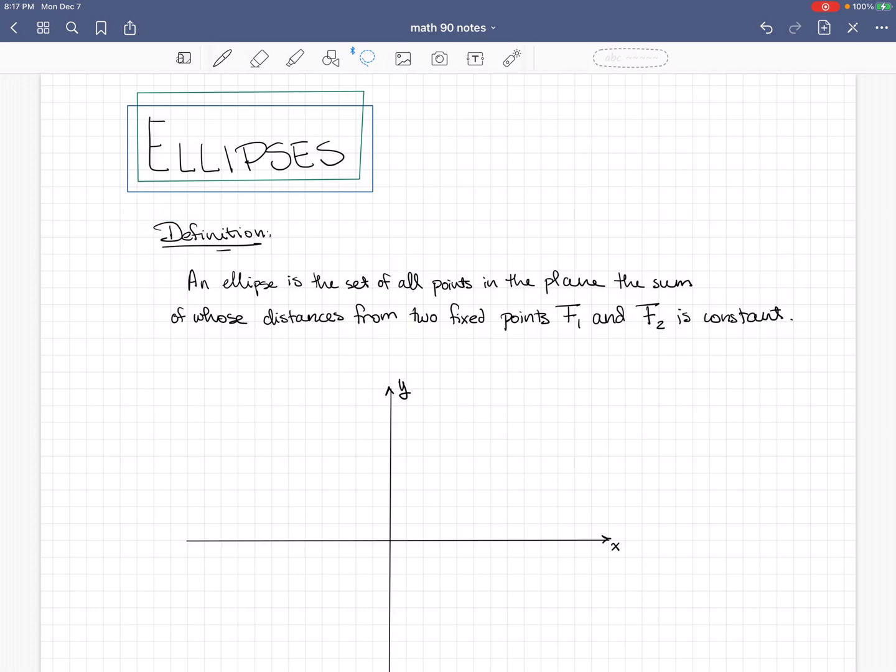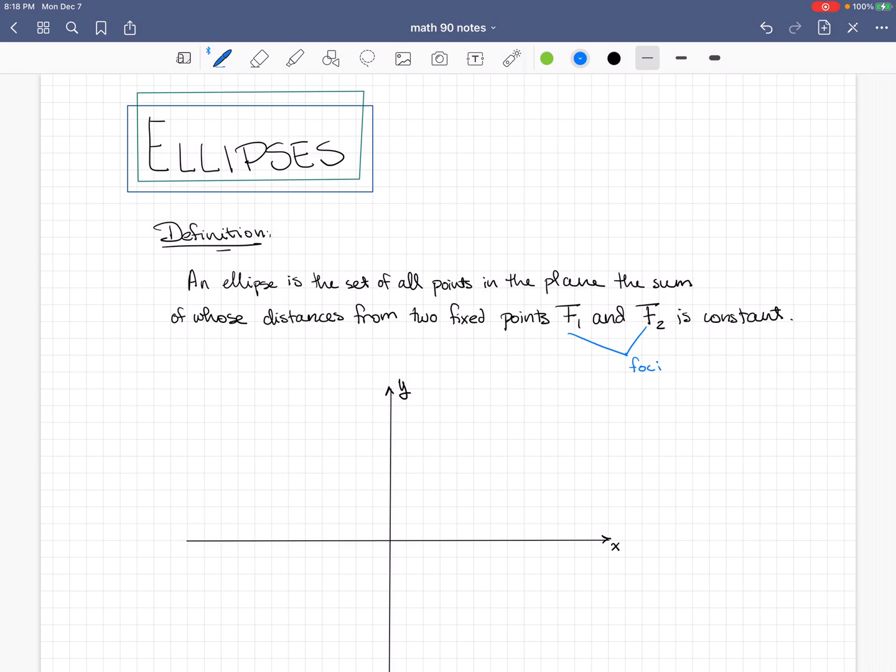I pre-wrote it so that I could just paste it in. An ellipse is the set of all points in the plane, the sum of whose distances from two fixed points, F1 and F2, is constant. So for our purposes, we're going to start looking at ellipses where these 2 points, they're called the foci. So F1 and F2 are called the foci, which is the plural of the word focus.